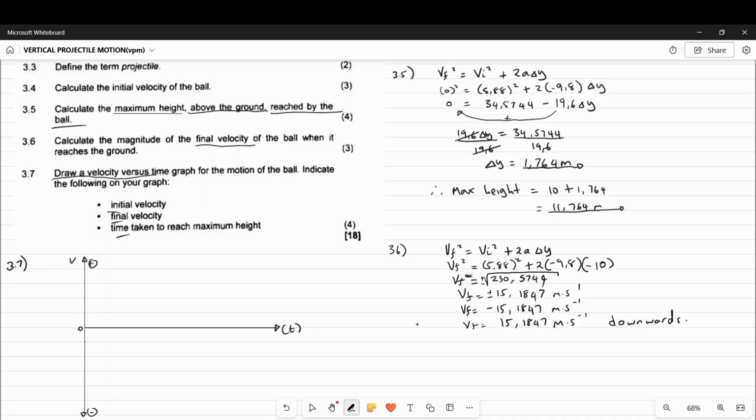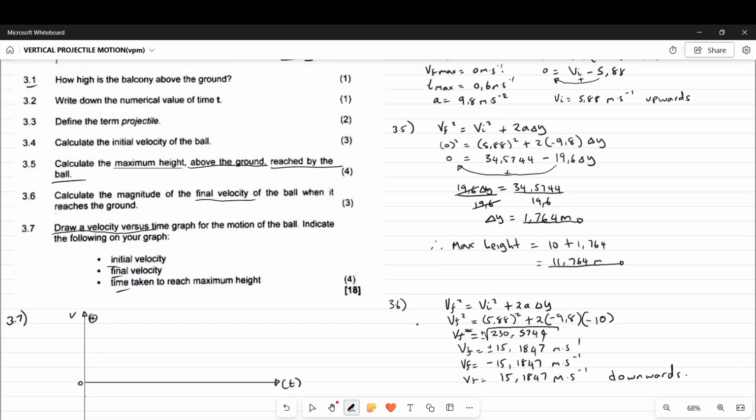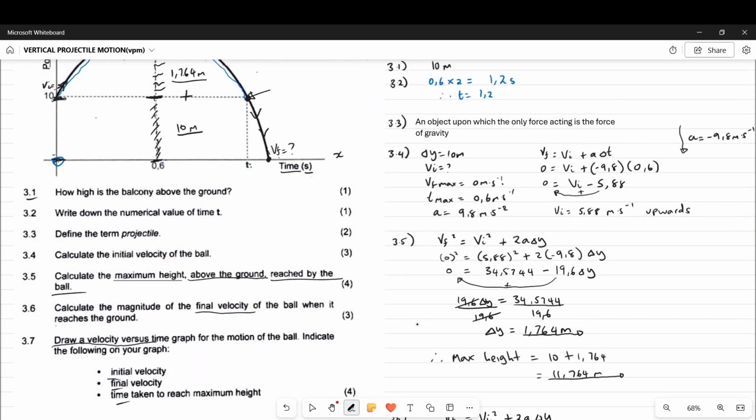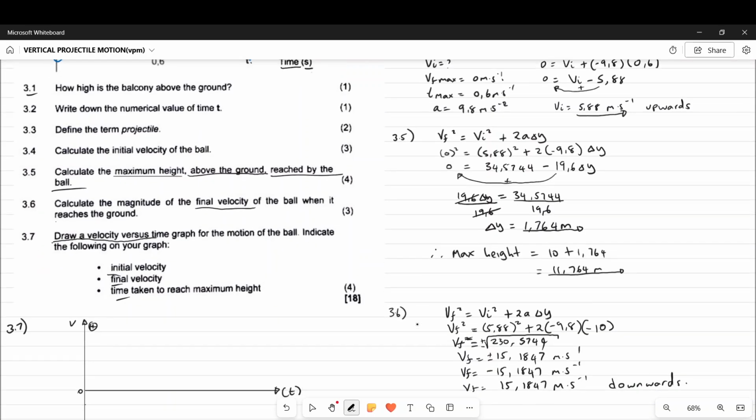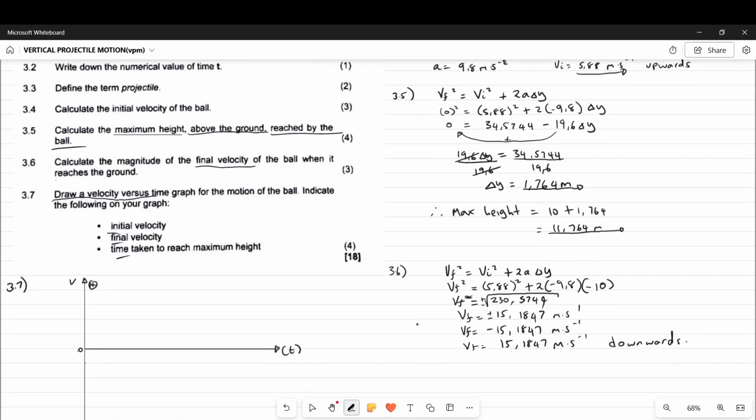So if this side is the positive one, now the V initial, remember our V initial we calculated was 5,88. We calculated right here, we had 5,88. So now we can say 5,88 is somewhere here, right? We can say it's somewhere there. And then they want us to indicate the final velocity.